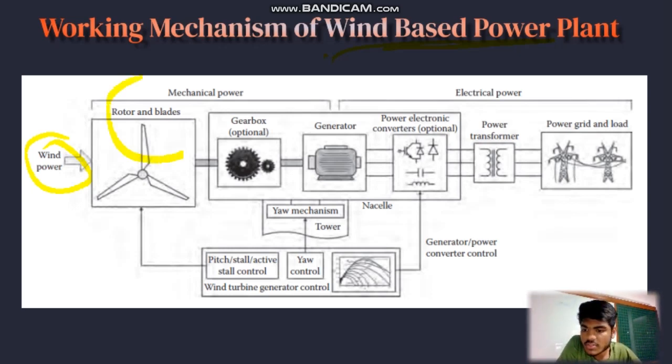Further, let's discuss the rotor blades. The rotor consists of a hub and multiple blades attached to it. The blades are aerodynamically designed to efficiently capture the wind's energy. As the wind blows, it causes the blades to rotate.